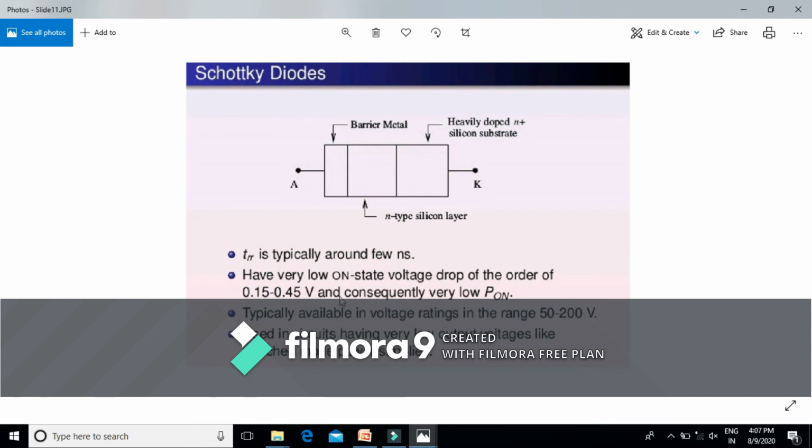They have a low on state voltage drop of the order of 0.15 to 0.45 volt, and have very low on-state power loss. They are typically available in the voltage range from 20 to 50 to 200 volt. They are used in circuits having low output voltage, like switched mode power supplies.